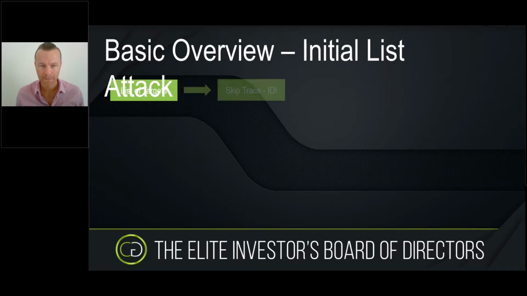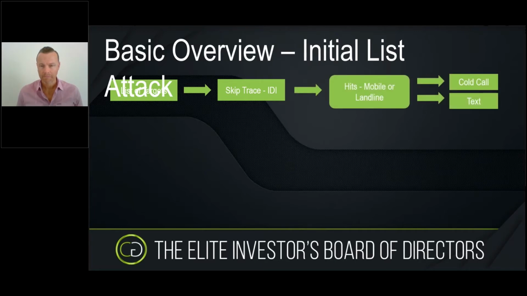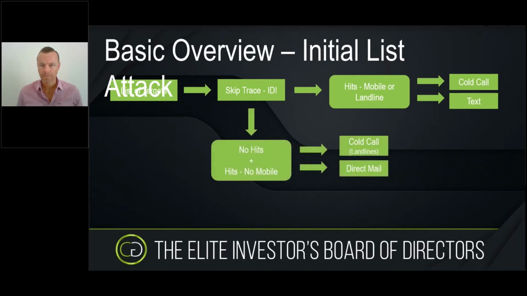First, we get our list of targets. We do a skip trace or an IDI search. If we get a hit, a mobile or a landline, we do a cold call or a text or a combination of both. Back to that slide, that's 33% of the market. The 66% of the market is either no hit or we have no mobile.